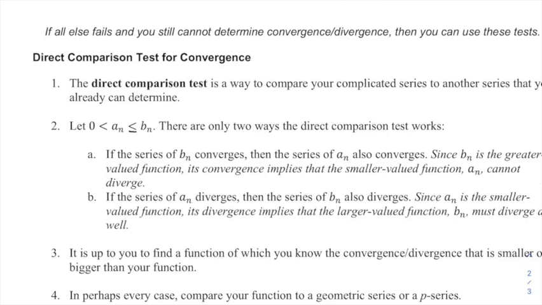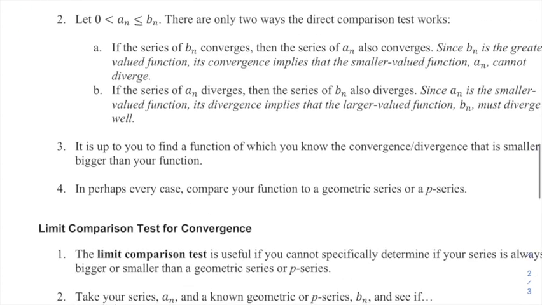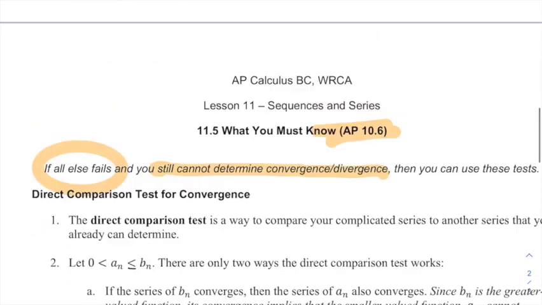Okay, so now we are up to our next to last lesson on determining series convergence or divergence. This lesson is based on AP topic 10.6, and I'll show you where we're at on the roadmap in a second. Basically, if everything else fails and we still cannot determine convergence or divergence, then you use these last two tests. We're going to learn the direct comparison test, and then the limit comparison test.